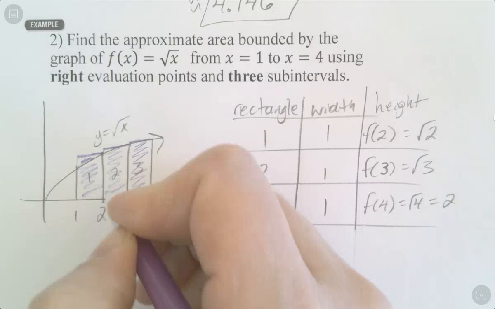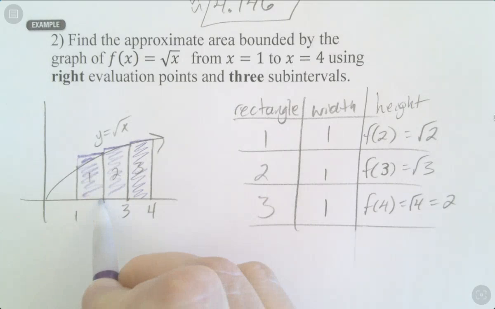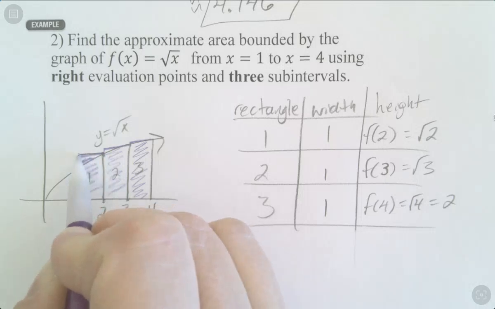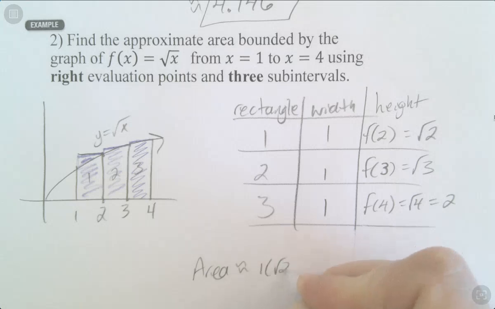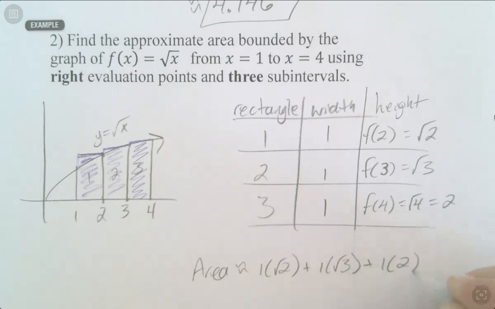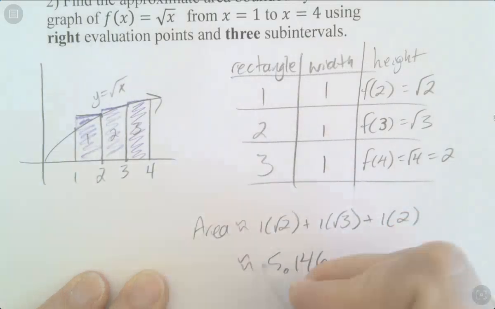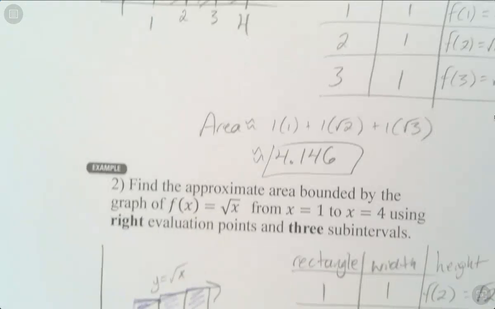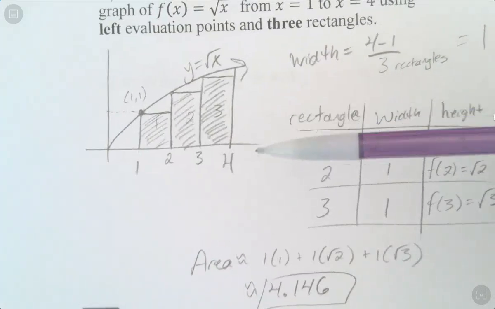So we're using the right evaluation point. So once you divide up your rectangles vertically, you have to go to the right of the first rectangle, go up until it meets the curve, and then go straight across. So that's the height of that first rectangle. So yeah, your area is going to be approximately 1 times the square root of 2 plus 1 times the square root of 3 plus 1 times 2, which is about 5.146 or 5.15. So you can see in the picture that the left evaluation points, is that going to be an overestimate or an underestimate of the actual area?